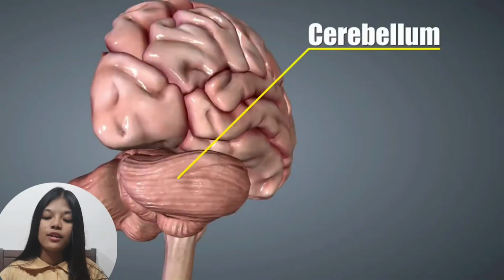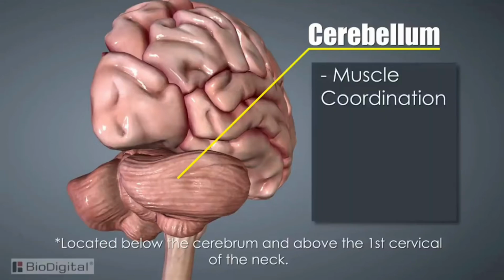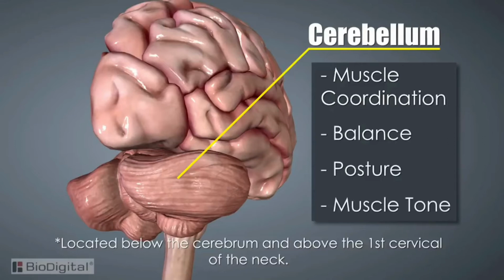The second section of the brain is the cerebellum. This is located in the back of the head, below the cerebrum, and above the first cervical of the neck. It is responsible for muscle coordination, balance, posture, and muscle tone.